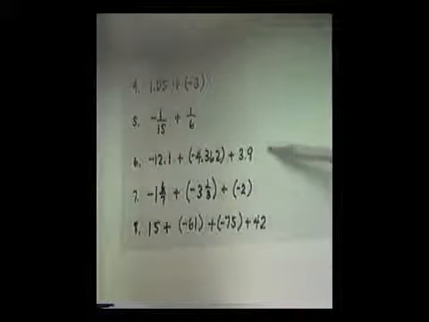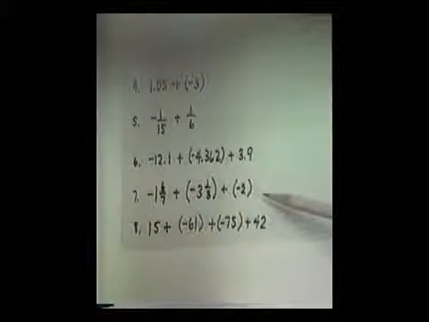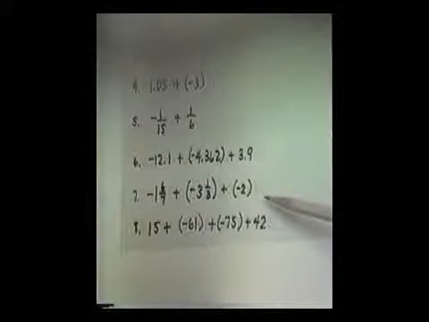And here are the remaining problems. Negative 1/15 plus 1/6. Negative 12 1/10 plus negative 4 362 thousandths plus 3 9/10. Exercise 7 is negative 1 6/7 plus negative 3 1/3 plus negative 2.